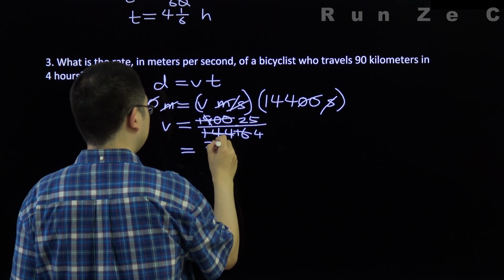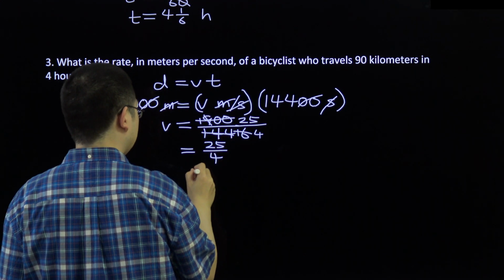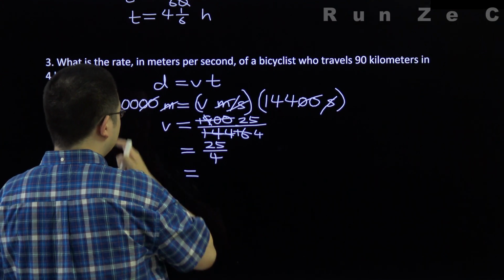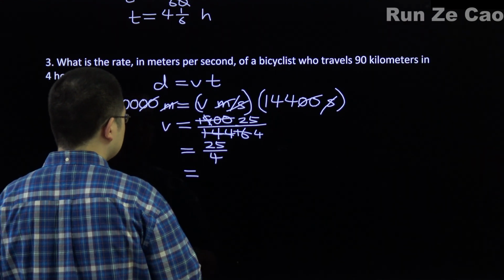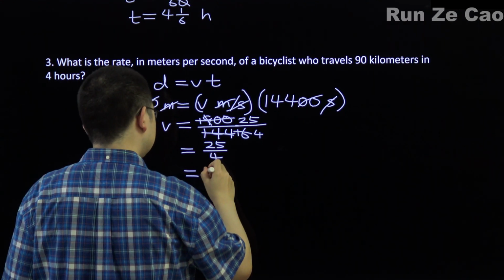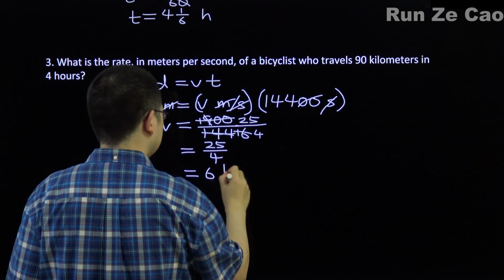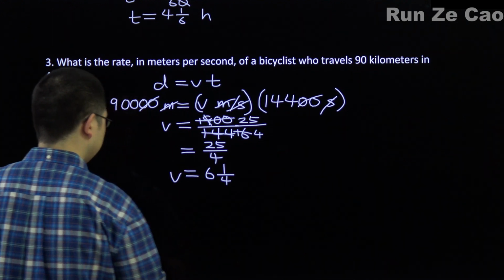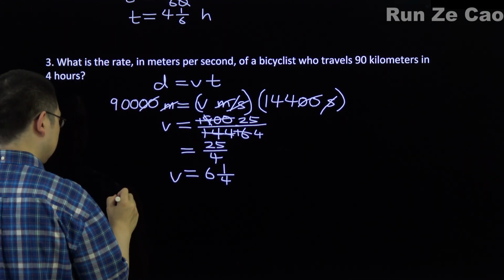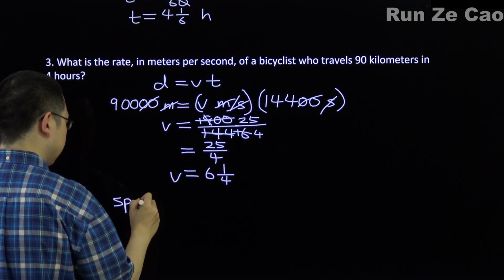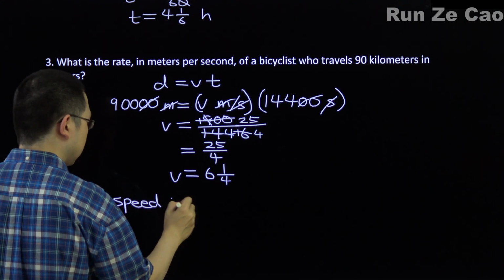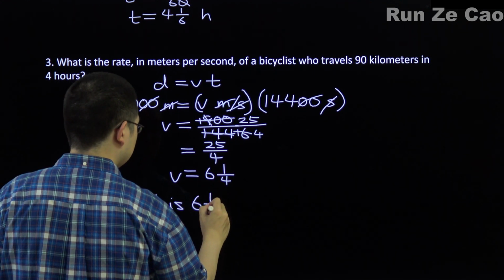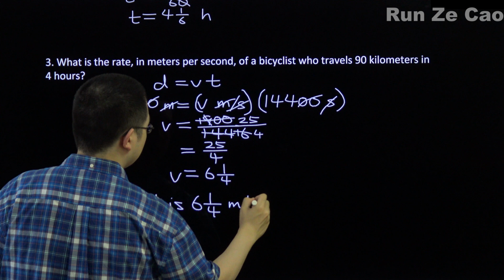So 25 over 4, we rewrite this, and it's going to be 6 1/4. Speed is 6 1/4 meters per second.